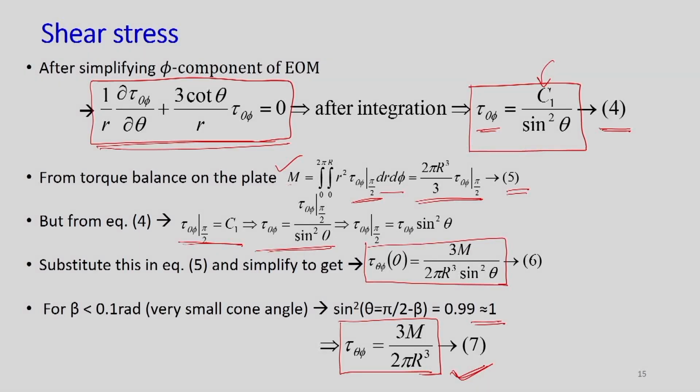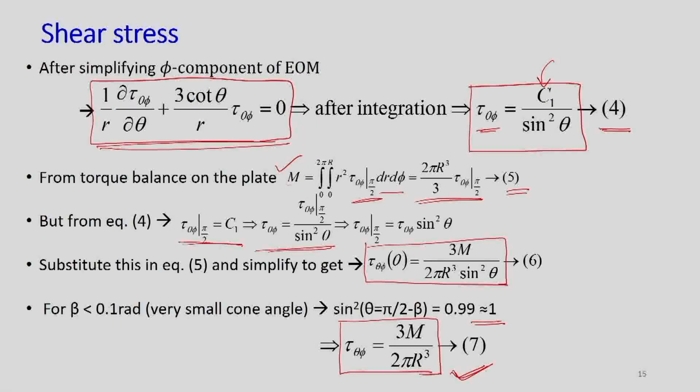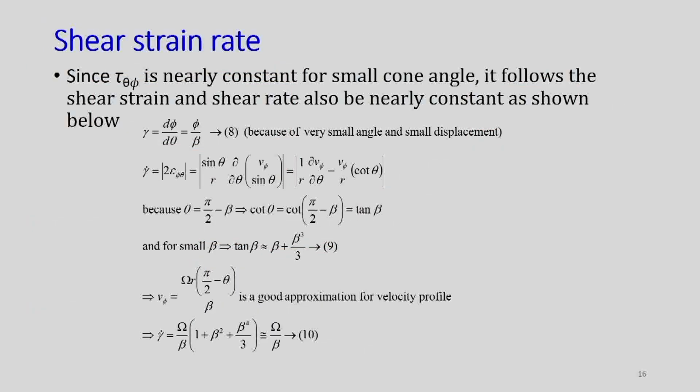Now we have to see how to get the shear rate information from the angular velocity. So, tau theta phi is nearly constant, as we have seen in the previous expression. This tau theta phi is 3M by 2 pi r cube. For a fixed rotation, M is fixed, so this is fixed actually. That means it is almost constant for this geometry. If it is constant, it is also possible that shear strain and shear rate would also be constant.